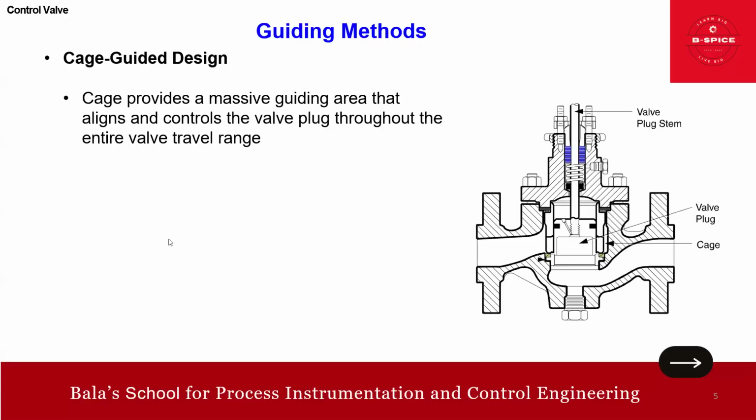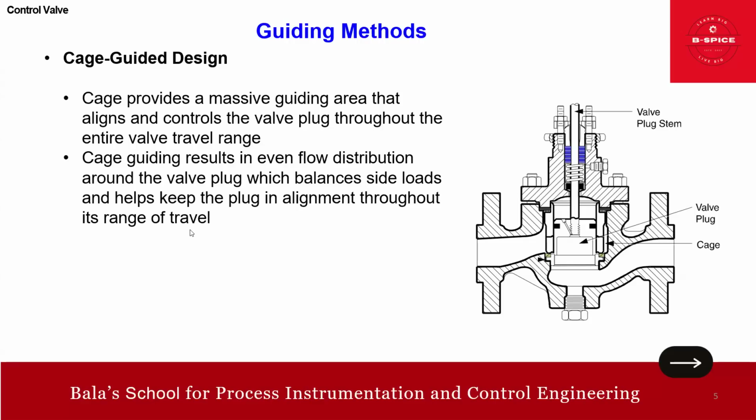So that is the cage guided. Cage guiding results in even flow distribution, even meaning uniform, around the valve plug, which balances side loads and helps the plug stay in alignment throughout its range of travel. So this guide results in even flow distribution, and as a result the valve plug balances the side loads and stays aligned throughout the entire range of travel. That is the beauty of this.